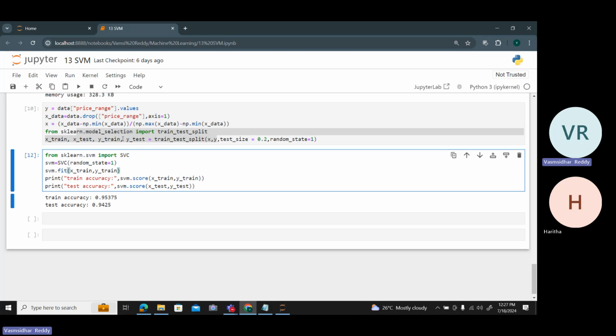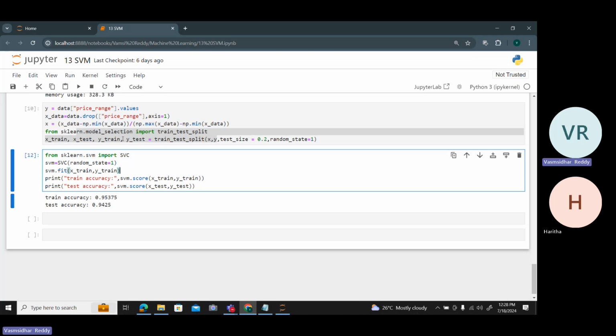Then check the accuracy score, and this is the test accuracy. If you apply it on the test data, the accuracy is like this. Clear? This is a simple implementation. There is no need to worry about the implementation; we are just writing 4 to 5 lines of code.